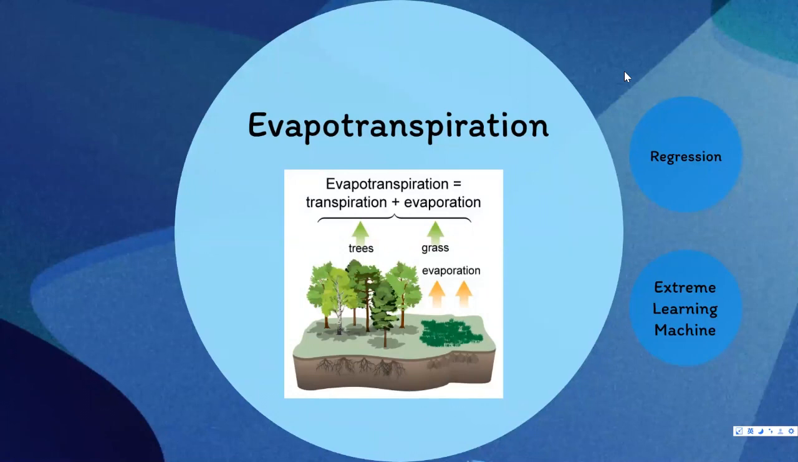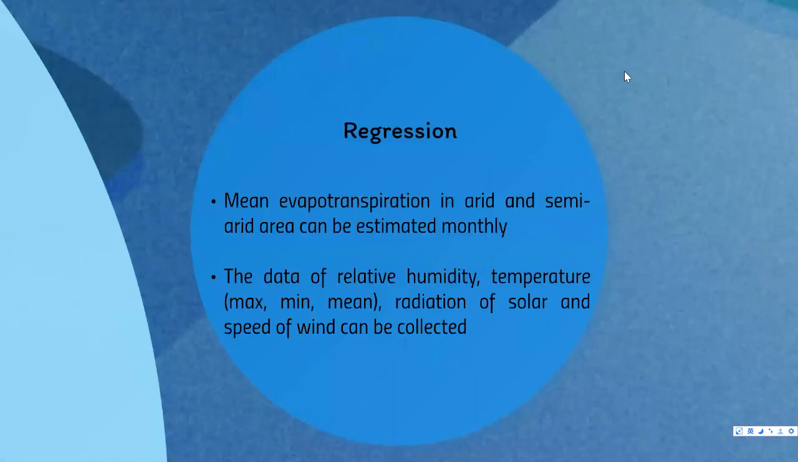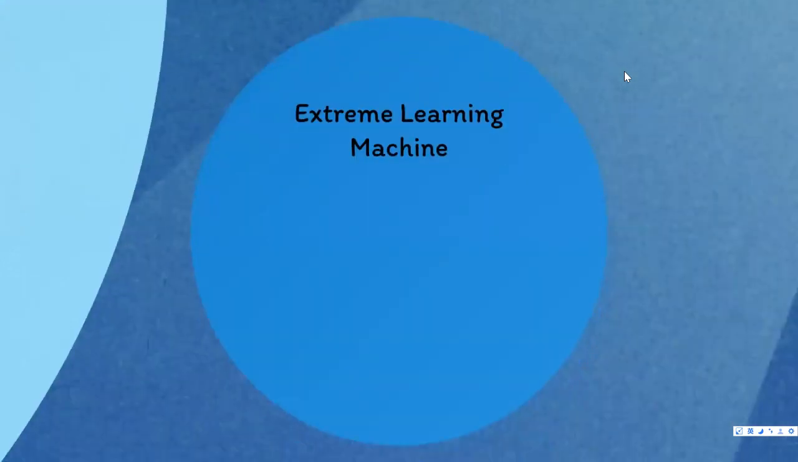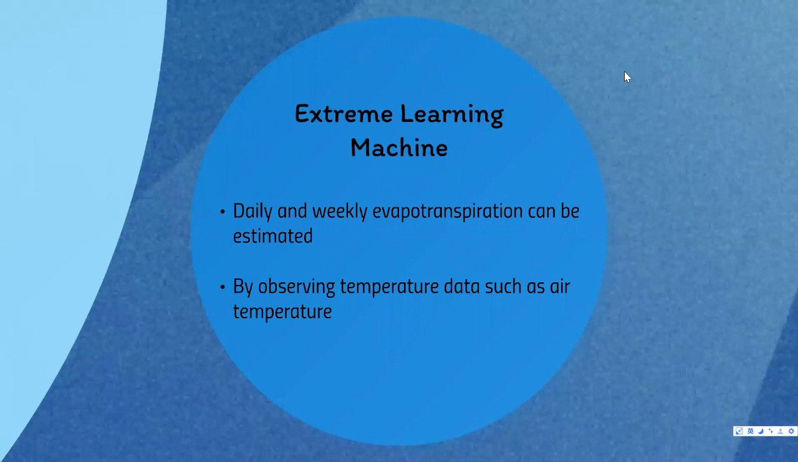There are two algorithms involved in this situation. The first one is regression. By using regression, mean evapotranspiration in arid and semi-arid areas can be estimated manually. Data of relative humidity, temperature, which includes maximum, minimum, and mean, solar radiation, and wind speed can be collected. The second one is extreme learning machine. By using extreme learning machine, daily and weekly evapotranspiration can be estimated. This can be done by observing temperature data such as air temperature.